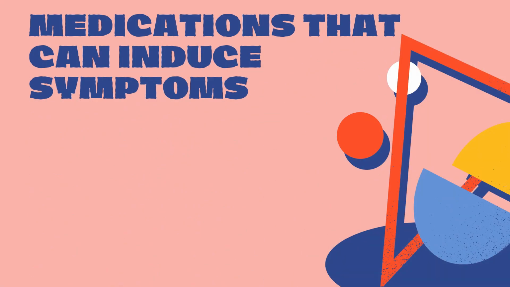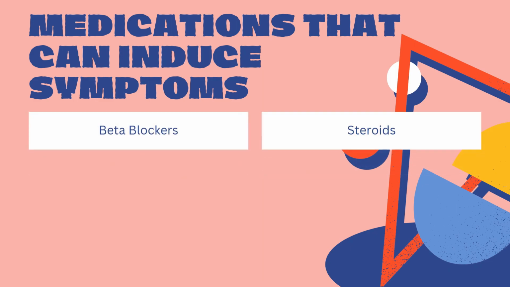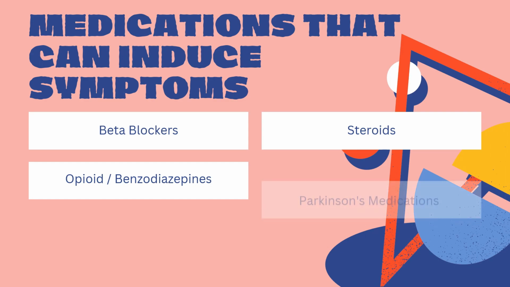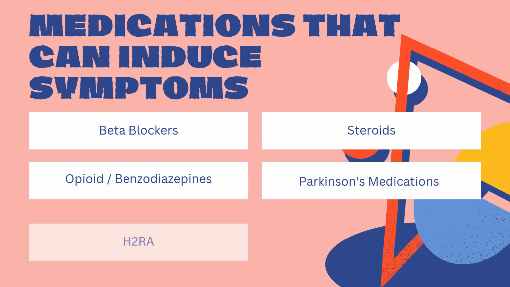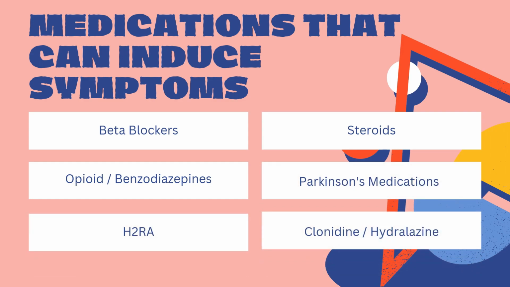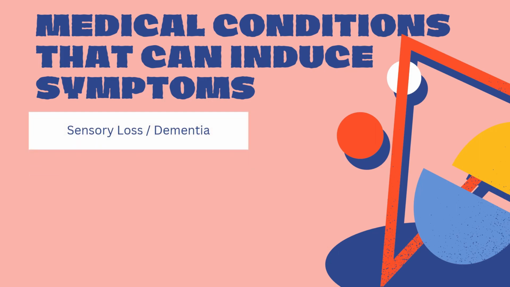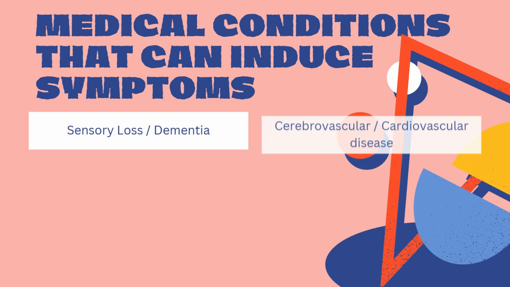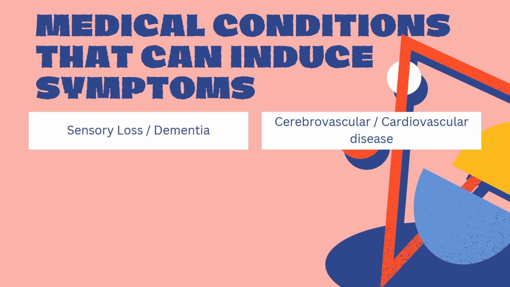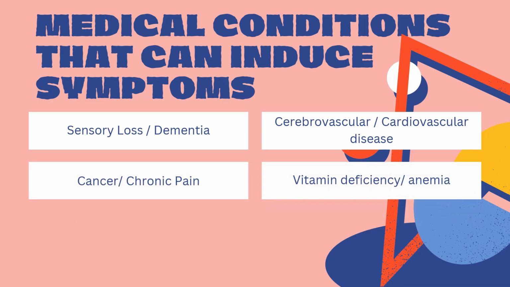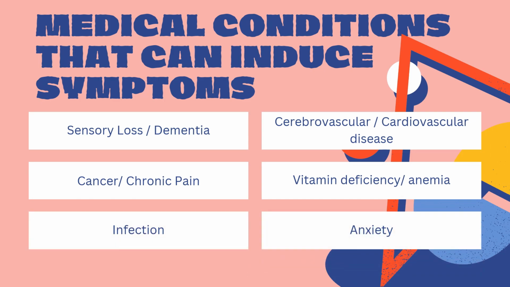Some medications that can cause symptoms of depression can be beta blockers, steroids, opioids and benzodiazepines, Parkinson's medications, H2RA, and clonidine and hydralazine. Some medical conditions that can induce symptoms of depression can be dementia or sensory loss, cerebrovascular or cardiovascular disease such as stroke or MI, cancer and chronic pain, vitamin deficiency, anemia, infections, and anxiety.